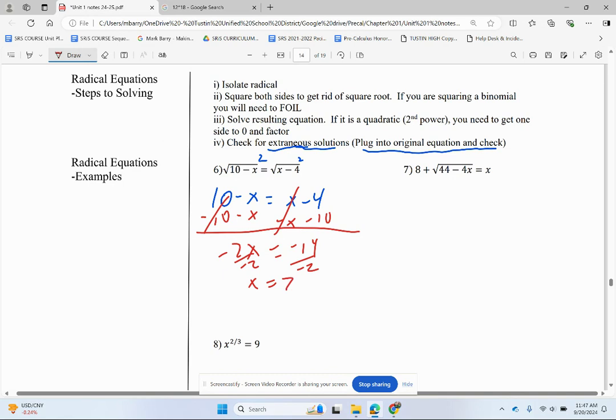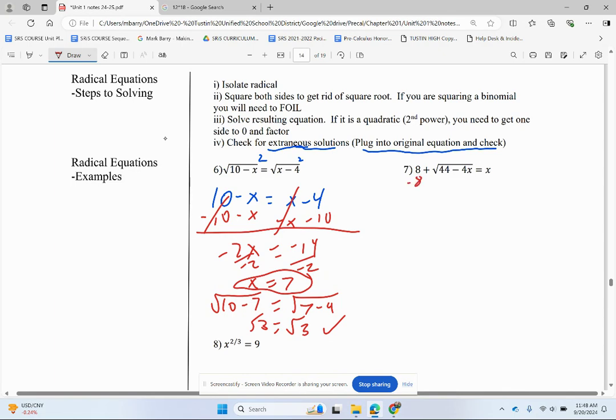Now before I box that up, I should go back in and plug that 7 into the original equation. So I would say the square root of 10 minus 7 equals the square root of 7 minus 4, which really just says square root of 3 equals square root of 3, which is of course true. I'll put a little check mark there. And so that means that x equals 7 is a legitimate answer. Okay, so let's go to number 7 now.